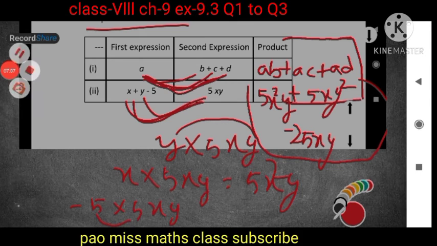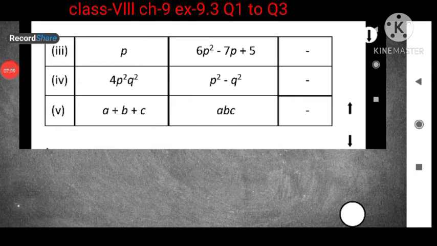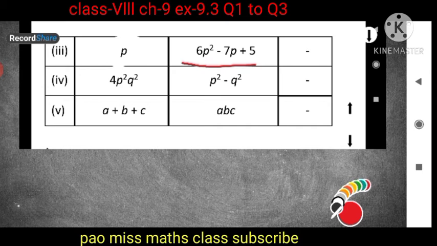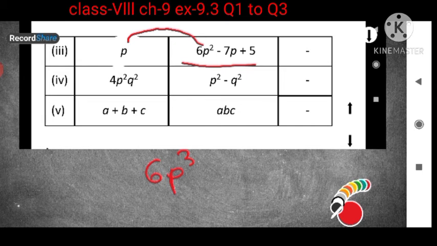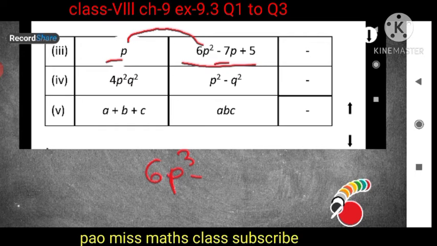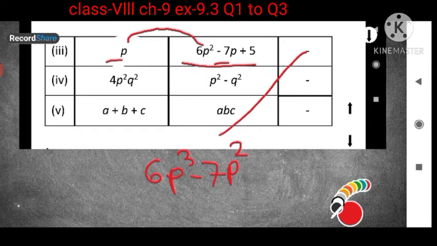Now question 3. Now p is given here. P is a monomial, isn't it? Then what is given? 6p square minus 7p plus 5. Now if you multiply these two terms, it will become 6p to the power 3, isn't it? Because here the coefficient is 1, so 1 and 6 will multiply, it will become 6. Now p into p square will become p to the power 3. Now this is plus and here it is minus, so plus minus is minus, so it will become minus 7. And how many p? 2p. That means minus 7p square for this column.